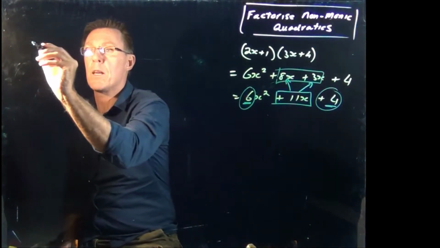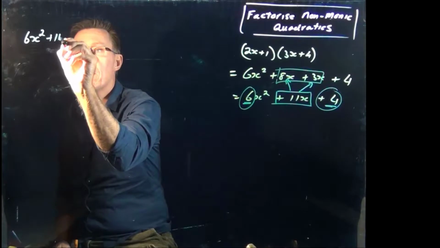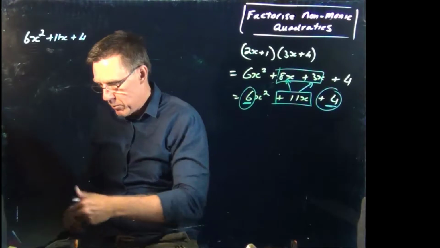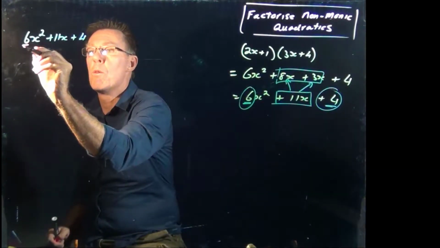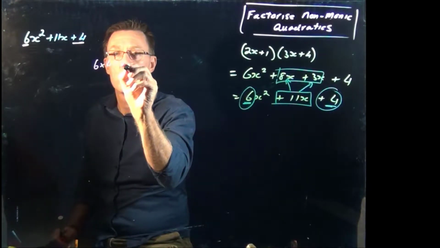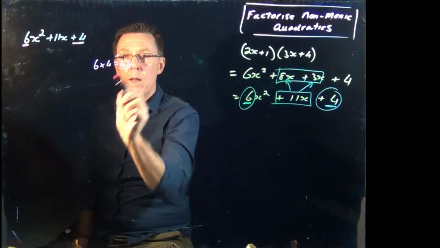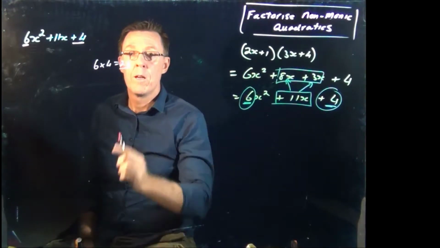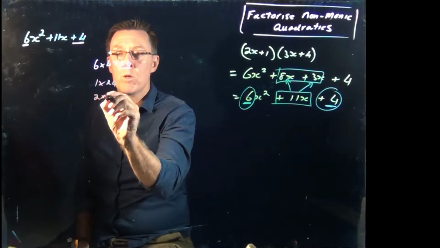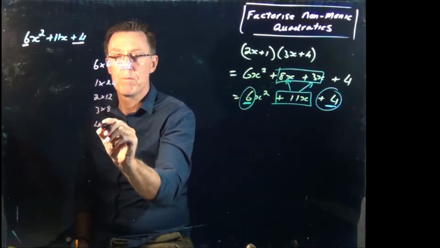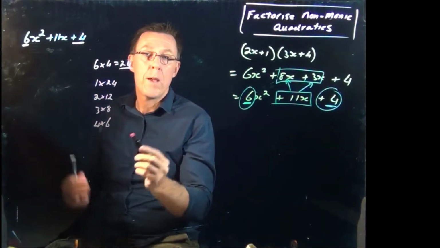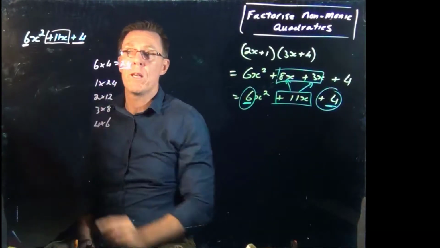6x squared plus 11x plus 4. Let's have a look at that. Let's go and factorise this. Now I said just a moment ago, it's got something to do with the front number and the back number times them together. 6 4s are 24. So what I want now is the factors of 24. So I'm going to write the factors of 24 down. They are 1 times 24, 2 times 12, etc. So I've got 4 pairs of factors to choose from. So which pair do I choose? I want the pair that when I add them together gives me positive 11.